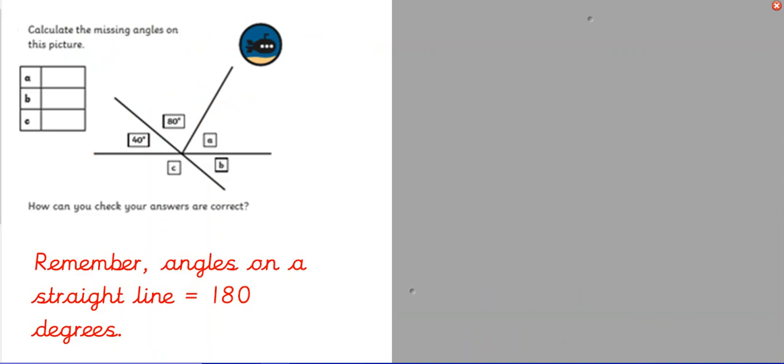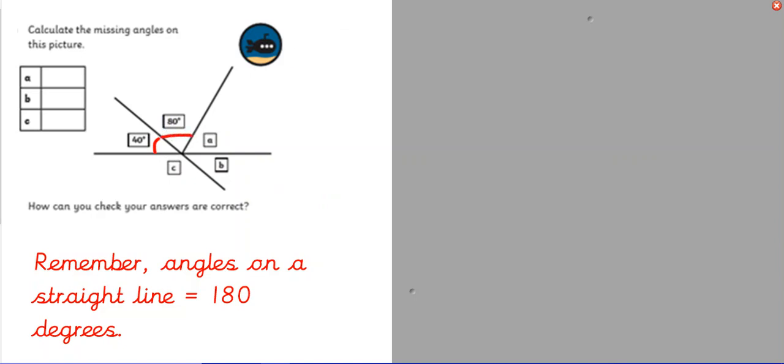Let's have a look at this one then. So this one is slightly trickier than the ones that you've been doing. This one is like the ones that I calculated yesterday. Okay, so it says calculate the missing angles on this picture. So you've got A, B and C. So what do we already know here? Well, we know that we've got 5 angles in total. We know that this angle here is 40 degrees. We know that this angle here is 80 degrees.